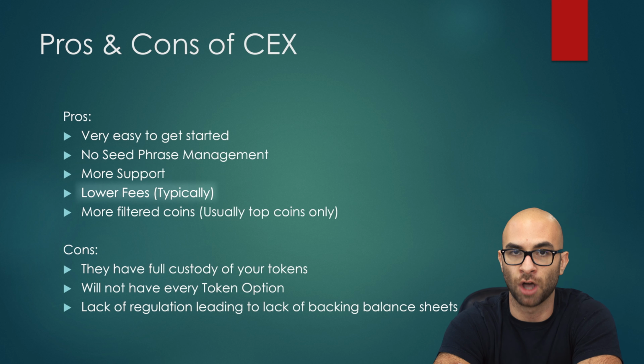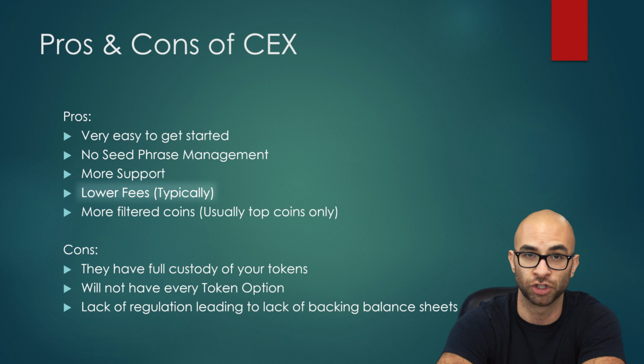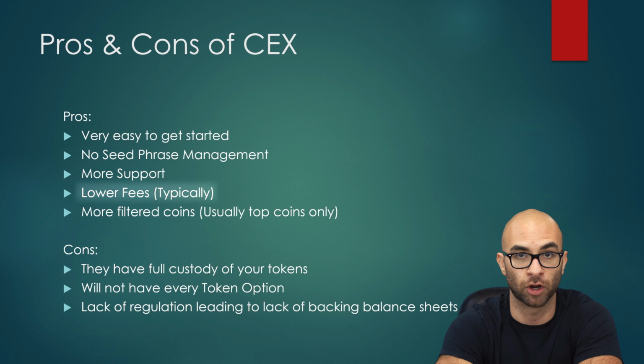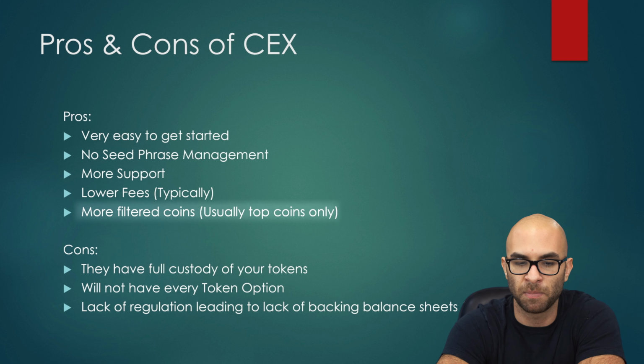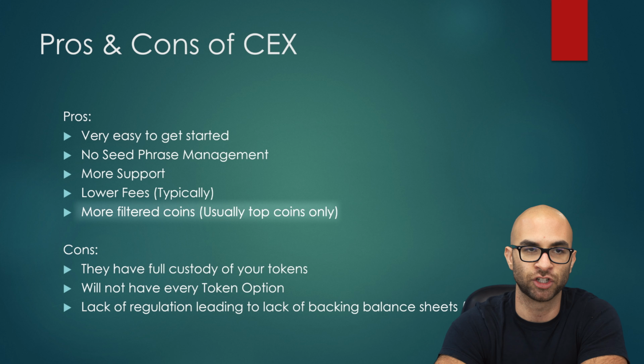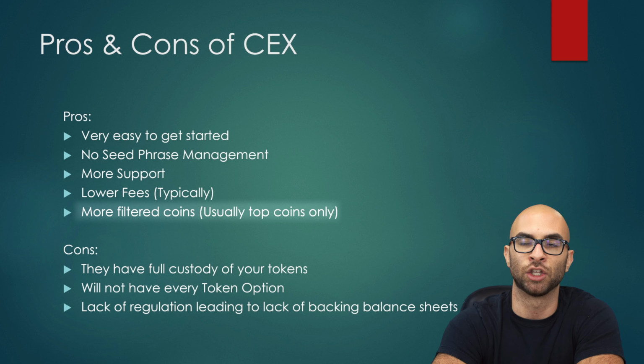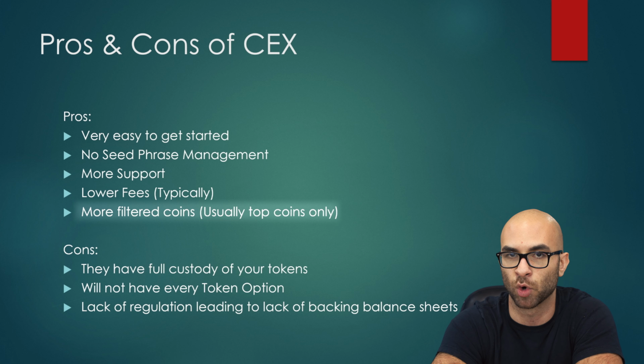Typically, the fees are lower unless you're using something like Coinbase or a US exchange, which are usually higher, but you can get different subscriptions such as Coinbase One to cut that down to no fees. And then on top of that, all the coins on there are a lot more filtered. Most centralized exchanges don't just list any token. If it's listed on Binance or Coinbase, you can trust that that token has a lot more legitimacy as far as a product and team.